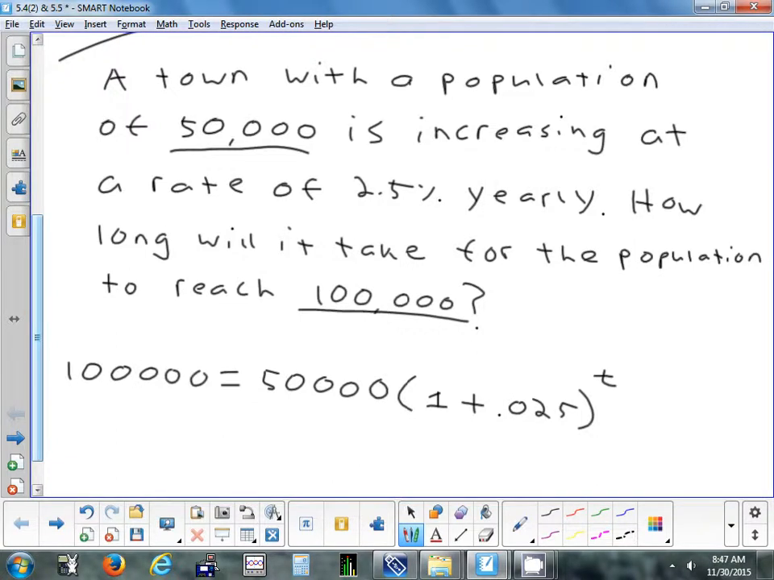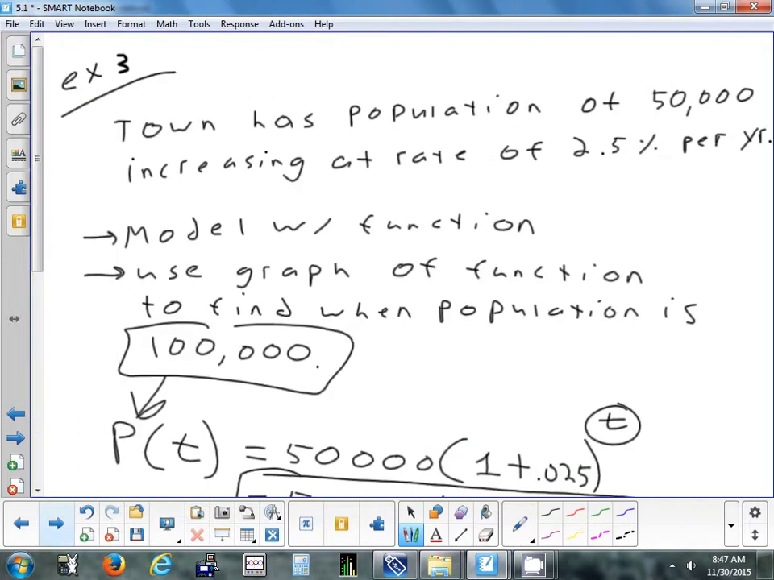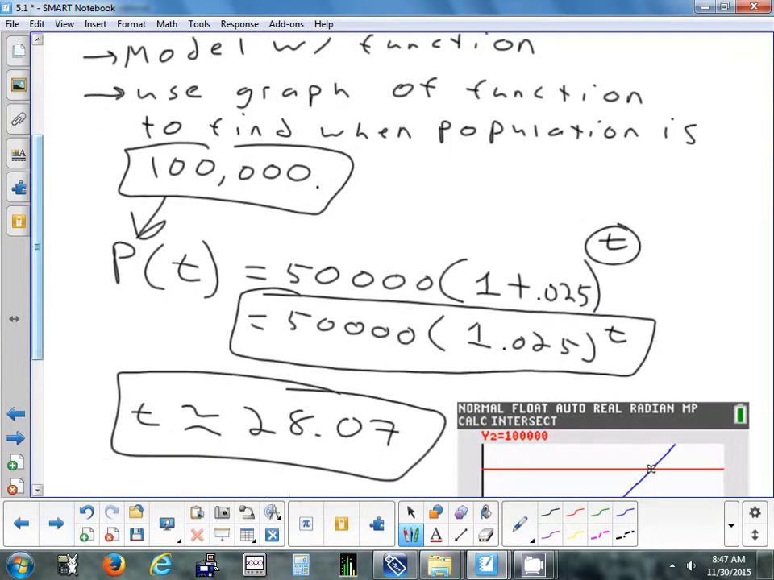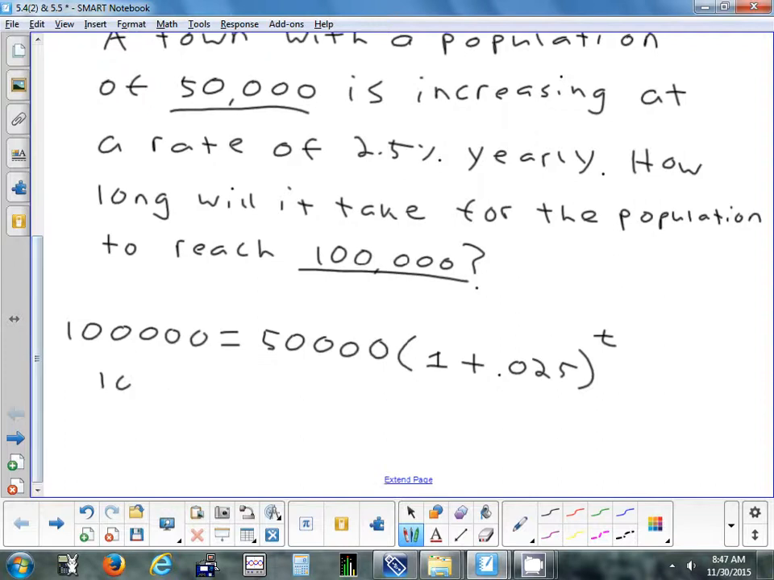So we already had this equation from what we did back in this problem. Okay. All I'm going to do is combine 1 and 0.025, add them up. So we get 1.025. Okay, that's a good first step. Okay, so 100,000 equals 50,000 times 1.025 to the t.